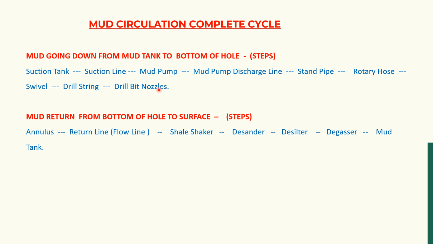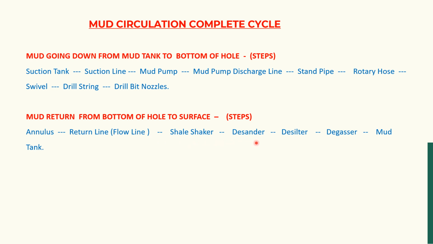Okay, and then the mud returns from the bottom of the hole to the surface, carrying the cuttings. The steps for that are: from the annulus. The annulus is the space between the outside of the drill string and the wall of the borehole. From the annulus it goes to the return line. The return line is called the flow line, and then it goes to the shale shaker.